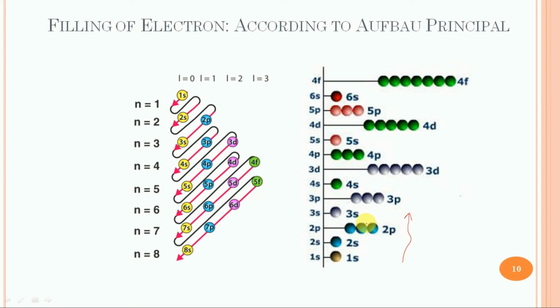After the filling of the 3s and 3p orbitals, we expect that the next electron of the potassium atom, with atomic number 19, should enter the 3d orbital. However, potassium belongs to the s block elements, and the next electron after argon enters the 4s subshell and not the 3d subshell.